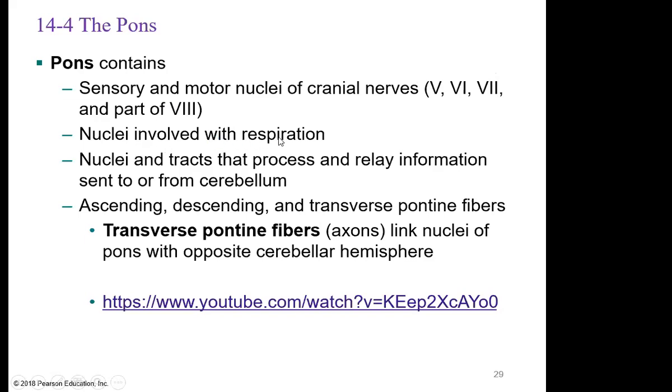These nuclei are involved with respiration. And we also have the tracts that will process and relay information sent to or from the cerebellum. So there is that attachment to the cerebellum as well. Transverse pontine fibers will link the nuclei of the pons with the opposite cerebellar hemisphere. If you want a video over the pons, here is a video for you.